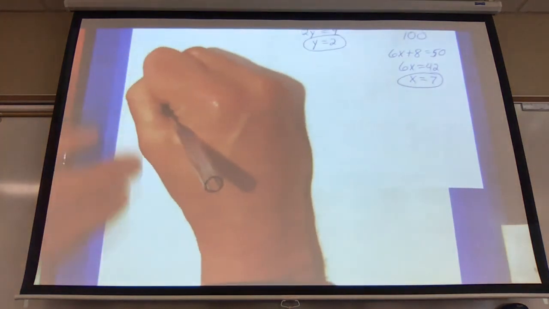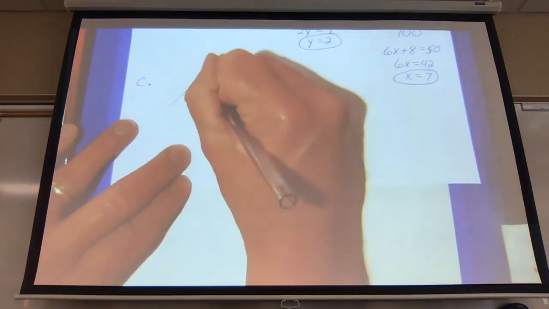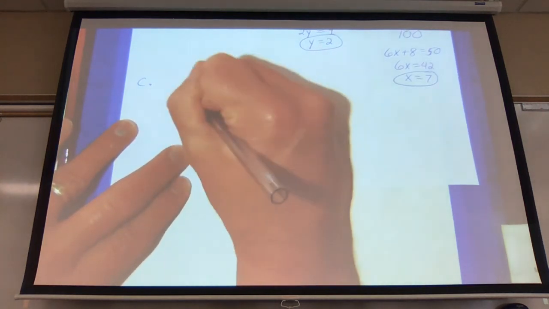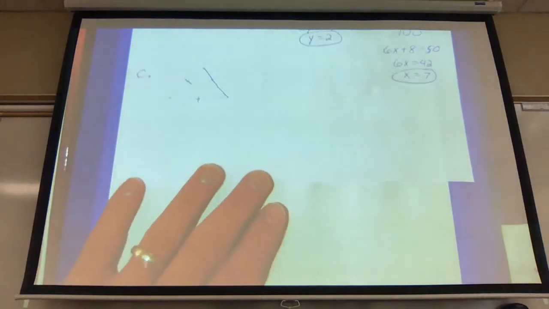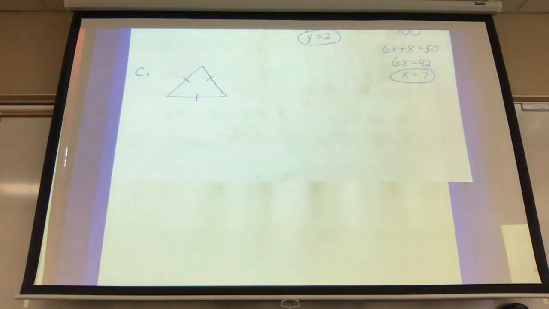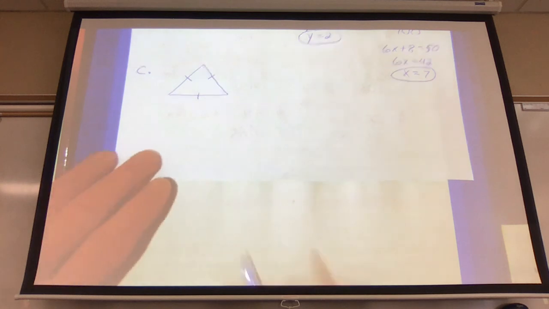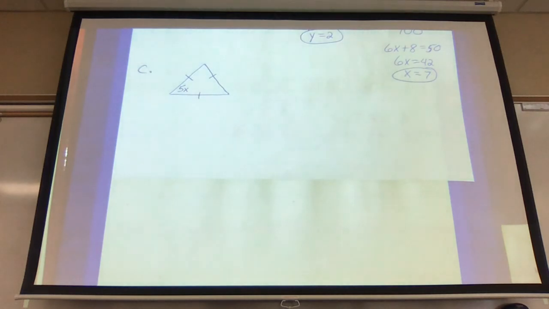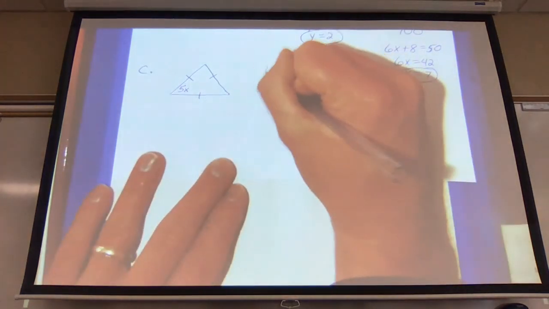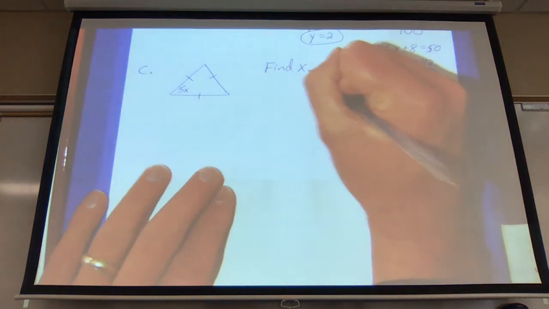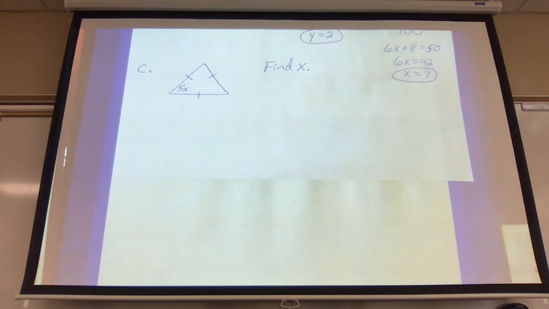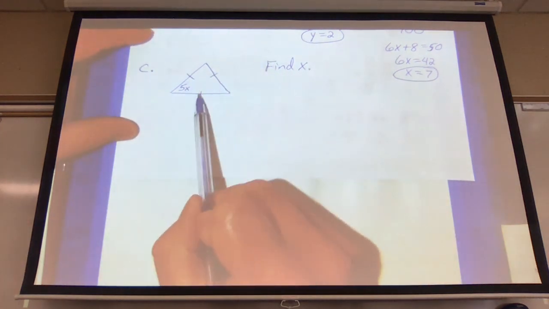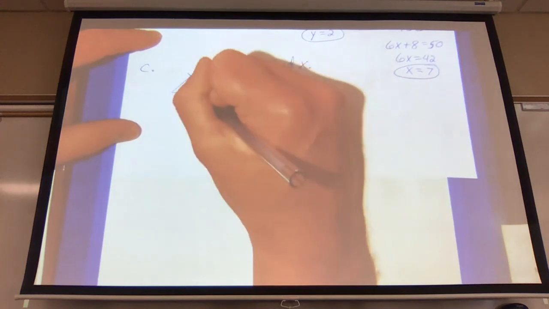Okay, one last one. This one's a little bit quicker. This time, we're going to have a triangle where all three sides are congruent. When you have all three sides congruent, we call that an equilateral triangle. They're going to tell us one of the angles down here in the left-hand corner is 5x. And the directions are going to ask us to find x. And to do this one, it goes back to the corollaries we talked about. If all three sides are congruent, we know that all three angles are congruent.